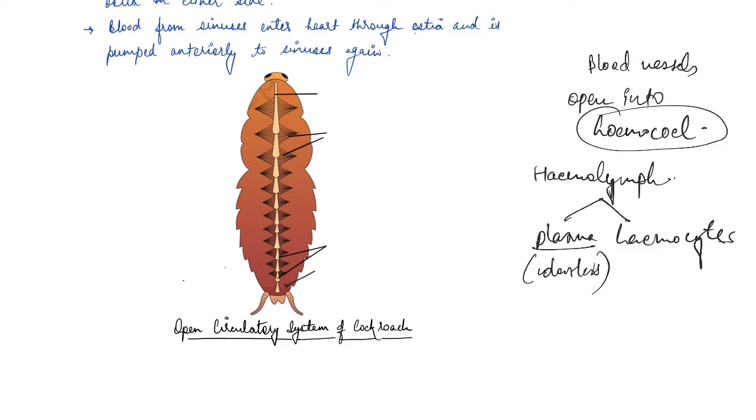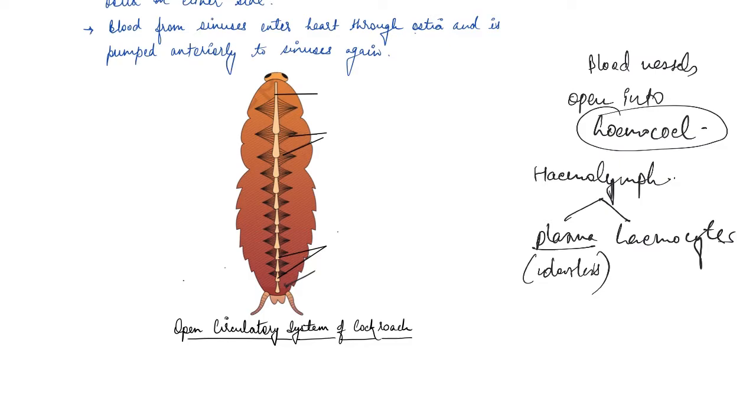So the heart of cockroach consists of an elongated muscular tube which lies along the mid dorsal line of thorax and abdomen. So it is basically present in the form of an elongated muscular tube, right? Which is in the mid dorsal line of thorax and abdomen, and it is differentiated into funnel shaped chambers, right? So these are differentiated into funnel shaped chambers.